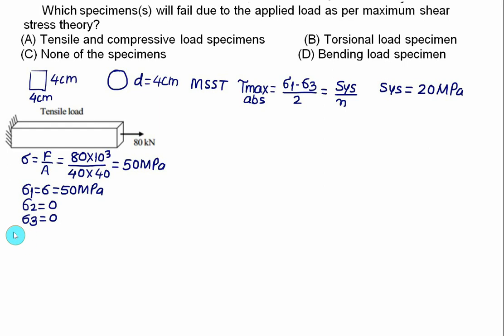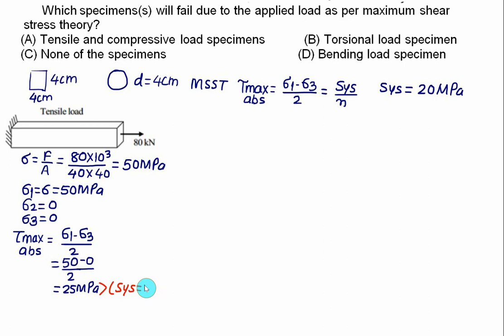So we have tau max absolute value is equal to sigma 1 minus sigma 3 divided by 2. So we are having a value of sigma 1 equal to 50, sigma 3 is equal to 0, divided by 2. So that will be equal to 25 megapascal. Now this value of 25 megapascal is greater than SYS, which is given to us as equal to 20. So if the absolute shear stress exceeds SYS, then it will fail. So this bar under a load of 80 kilonewton will fail.